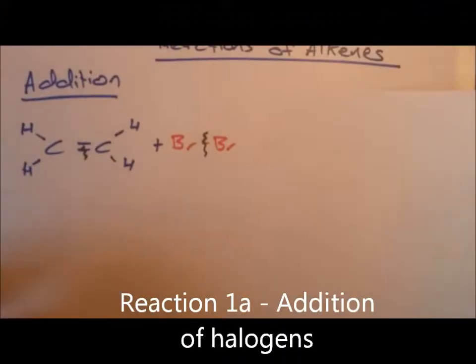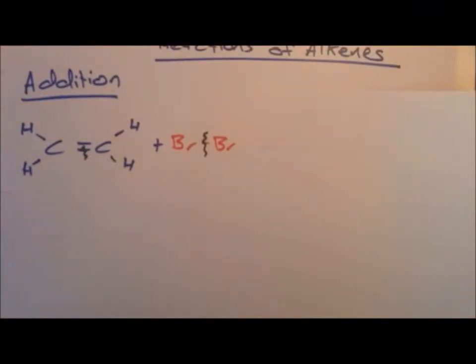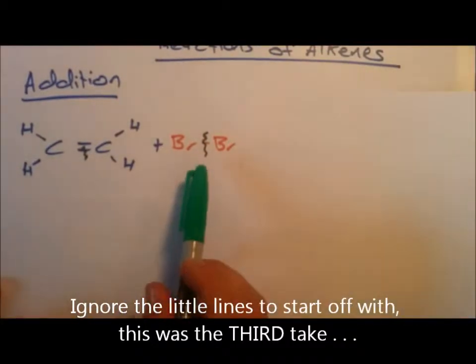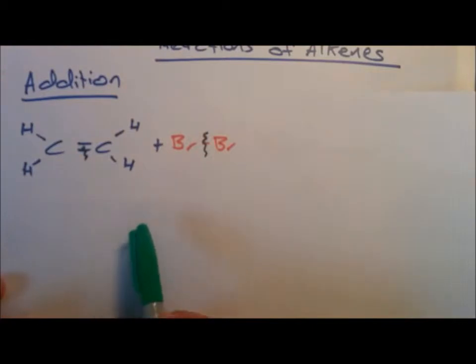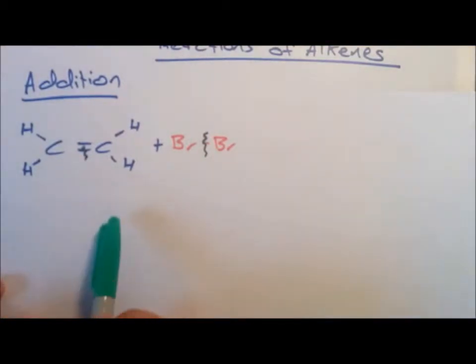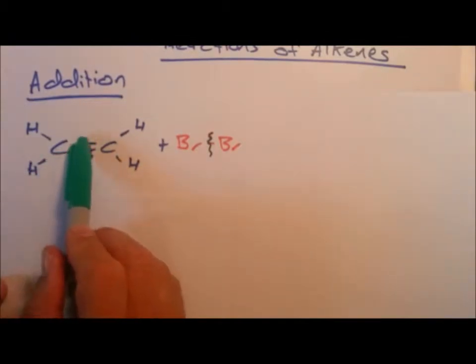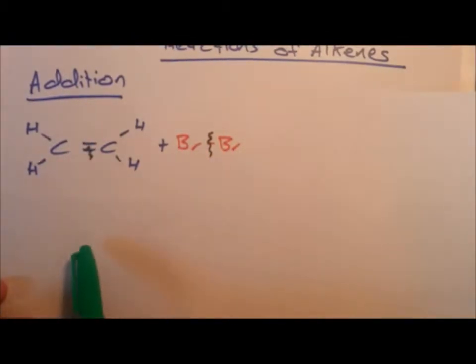And now we're going to look at the reactions of alkenes. There's two that you need to know about. There's the addition reactions. The first one we're going to look at is the addition of bromine. So we'll start off with something simple like ethene. So you've got C double bond C and Br Br.